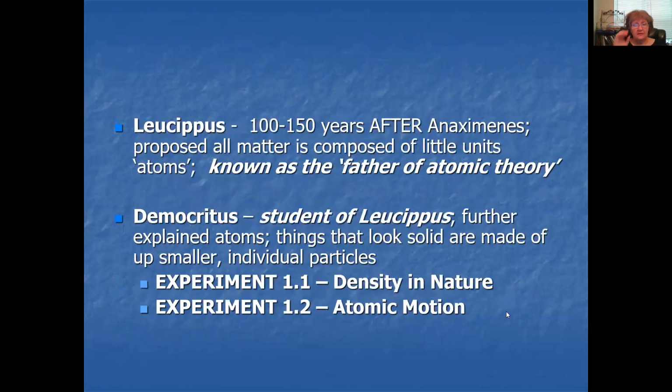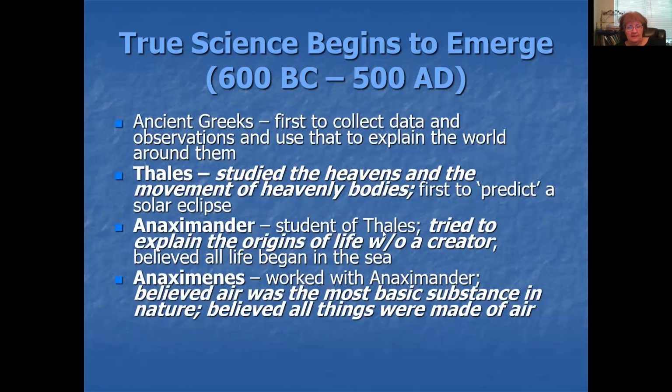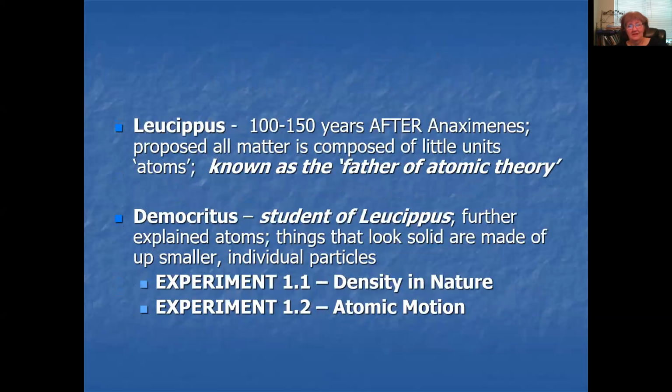Also, Leucippus, he was about 150 years after Anaximenes. He said that matter, everything around us, is composed of little units called atoms. So he's known as the father of atomic theory. Isn't that amazing? So if we go back here for a minute, we had Anaximenes saying everything was made of air. About 150 years later, Leucippus comes along and says, not air, but there's these little tiny things called atoms, right?